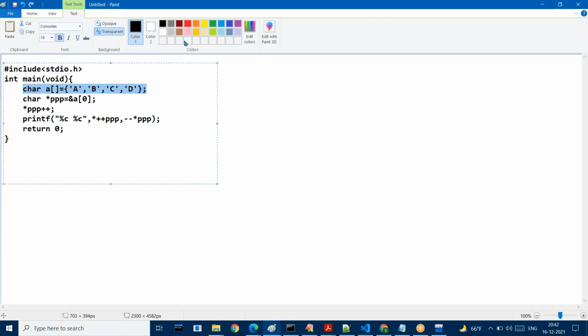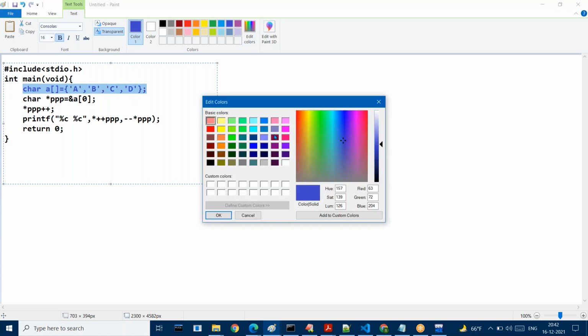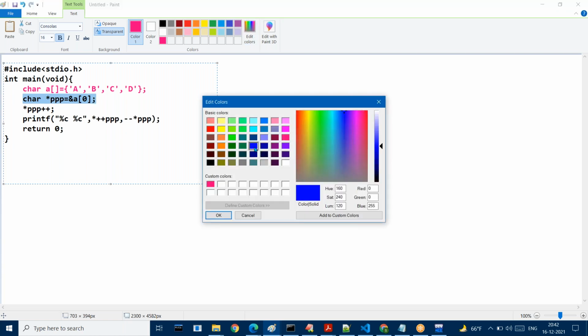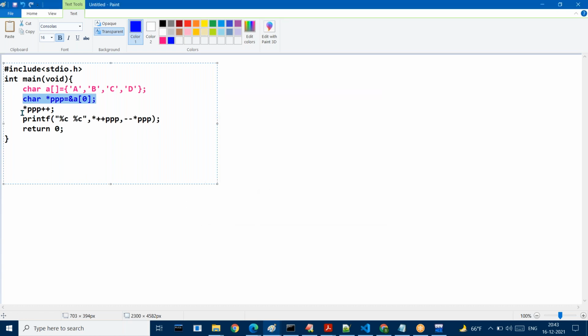So the very first line is what? It's a character array. After that, the next line is a pointer type. I'm taking a variable which is basically a pointer to character. Pointer to character means its capability is to hold the address of a character. That's the meaning of pointer to character.